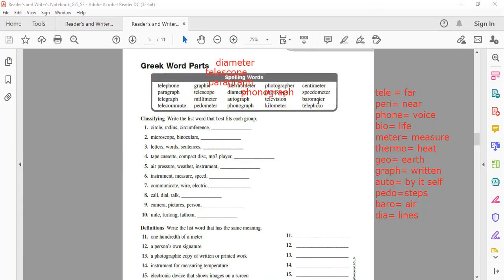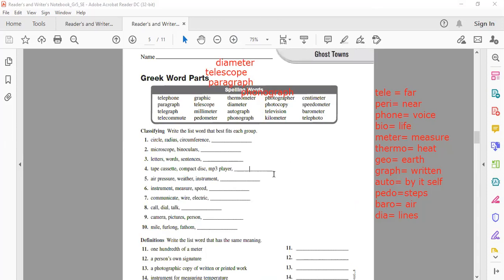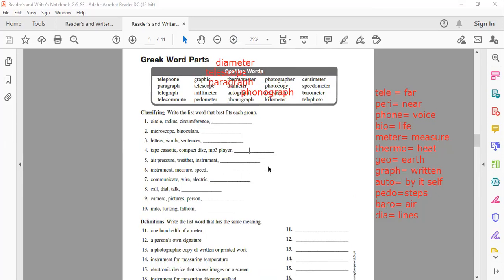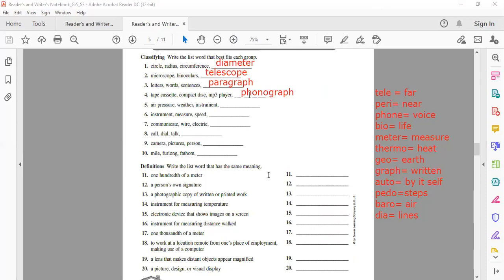Miss, is it speedometer? Okay. This is the books. Is it telephone, graphic, thermometer, photograph, centimeter? Barometer, excellent, yeah, Maria. Miss, it's barometer. Excellent, Maria.